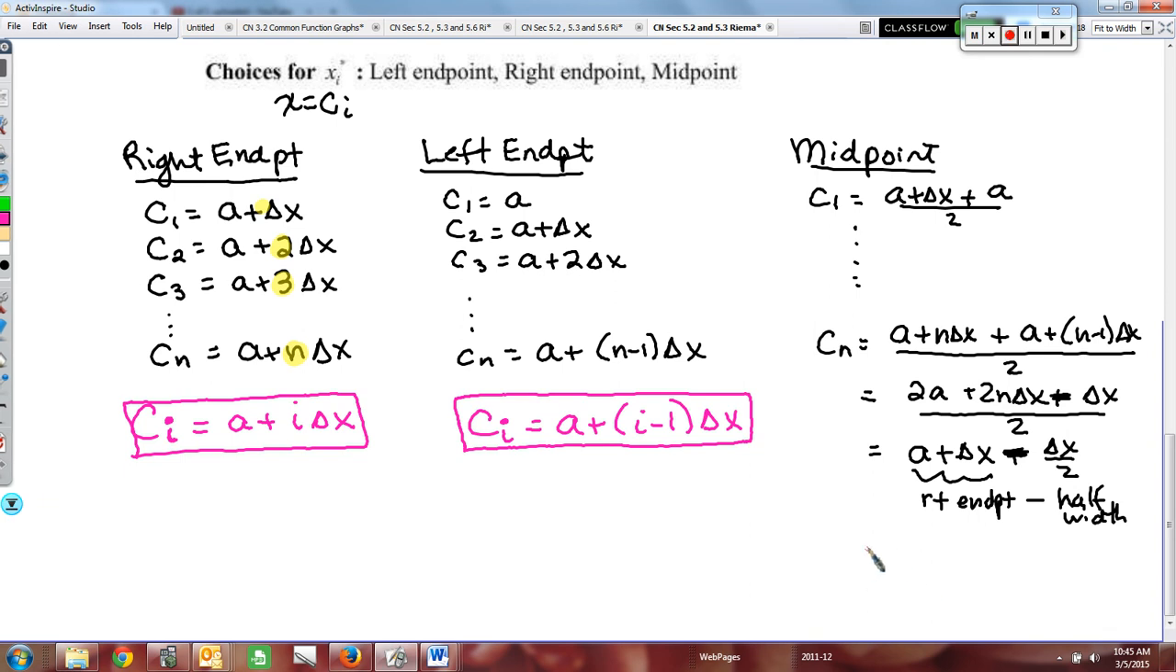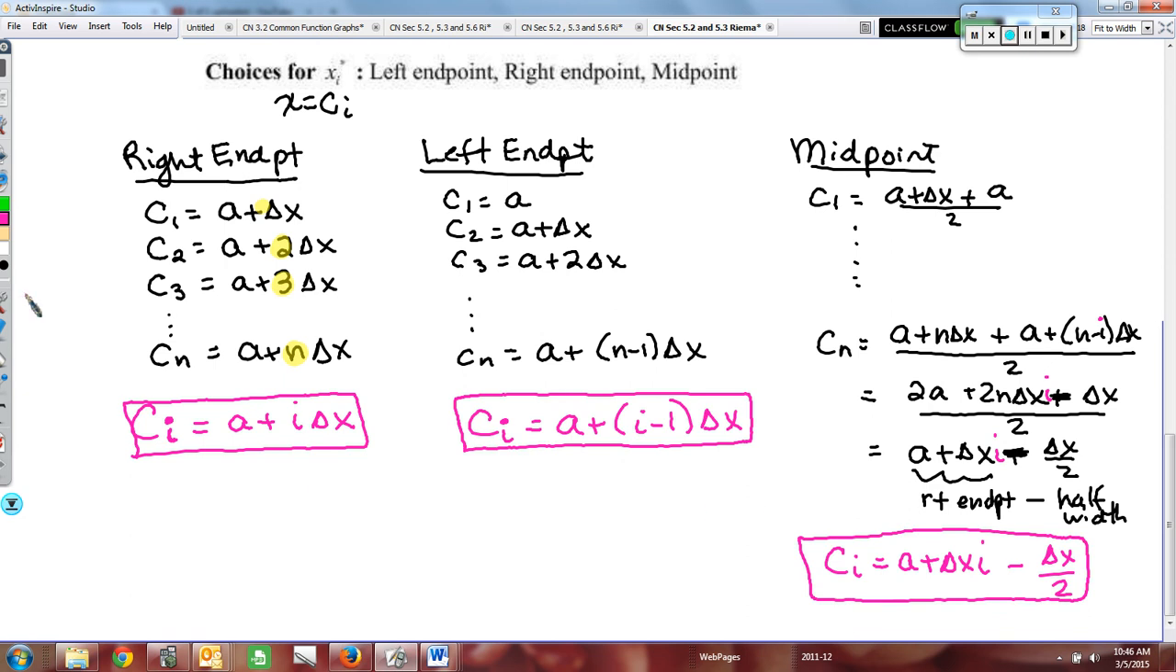You could have also done the left endpoint plus half the width, but if I was comparing these two formulas, the right endpoint formula is a lot easier. And I am missing, that's an i, so this would need delta x i. Delta x i. There you go. So our c sub i is going to be a plus delta x i minus delta x over 2. So if I was doing the midpoint, that could be a formula that I'm going to use.